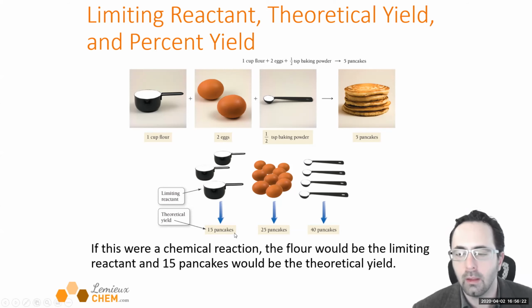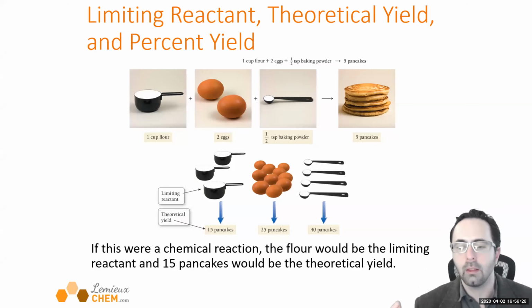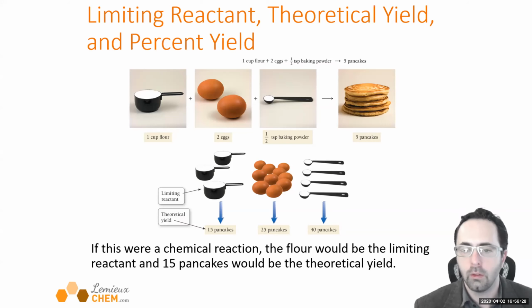Theoretical yield is the amount of a substance that you could make assuming that the reaction goes perfectly. So 15 pancakes is the amount we could potentially make assuming that all of the ingredients are used up and the cooking goes perfectly and we get exactly the amount we could make from the flour.